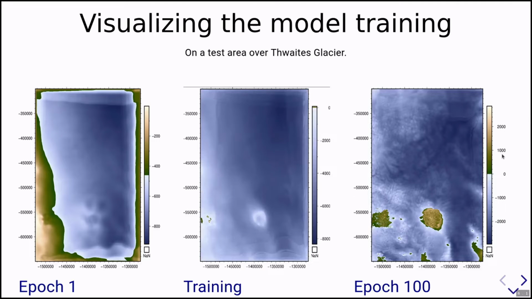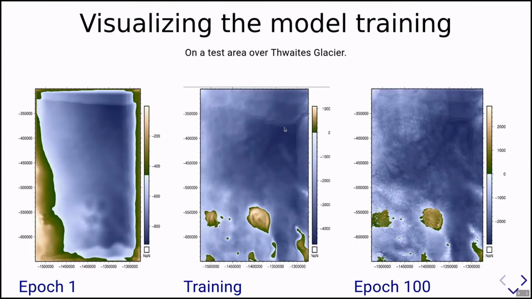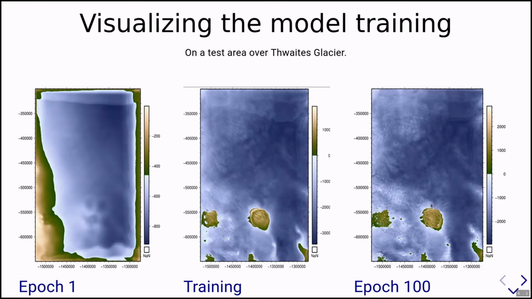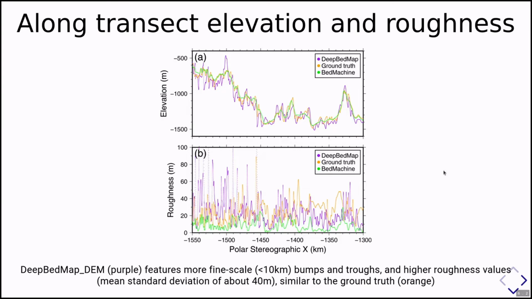Okay, just to wrap up in 1 minute. Just to show how the model looks when it's training: at epoch 1 it doesn't know much, but as we progress in training, it's picking up. There's a hill here, and by epoch 100, we can see it's recovering quite a few of the subglacial topography features. This is over Thwaites Glacier. I'll probably skip through this or go through it real fast.